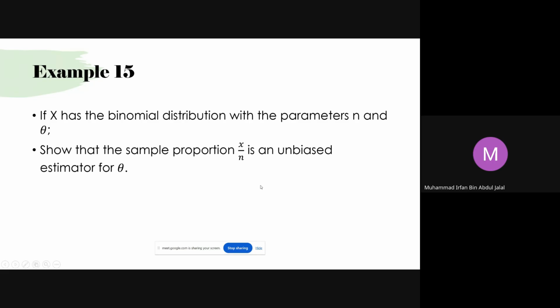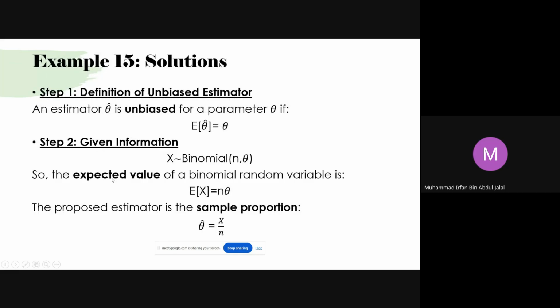For Bernoulli trials, things that can be yes or no, is an unbiased estimator for theta. Okay. So the solution, I always put that in steps so that you can understand the solutions better. First, step one, the definition of an unbiased estimator. An estimator theta hat is considered unbiased for a parameter theta if the expectation, on the average in the long run, of the estimator is equal to the true parameter theta.